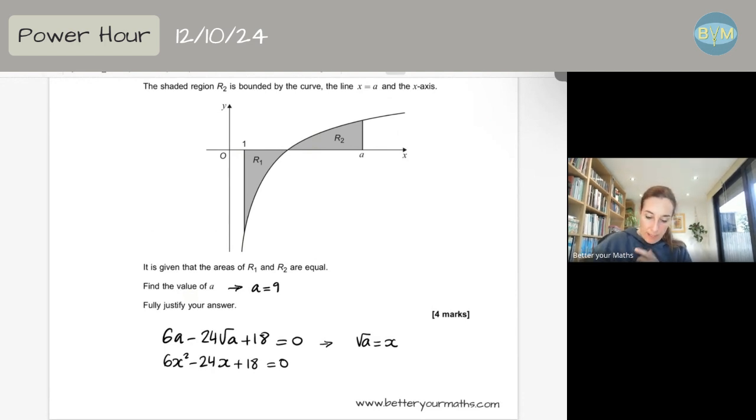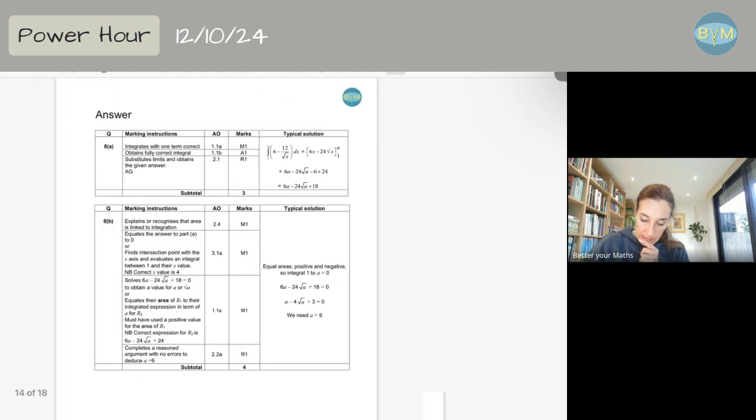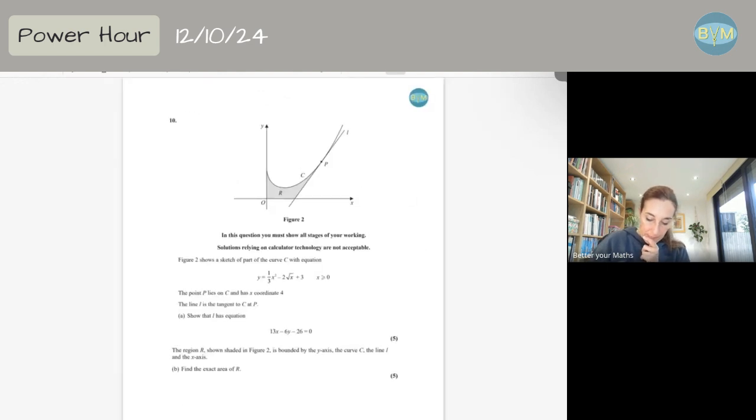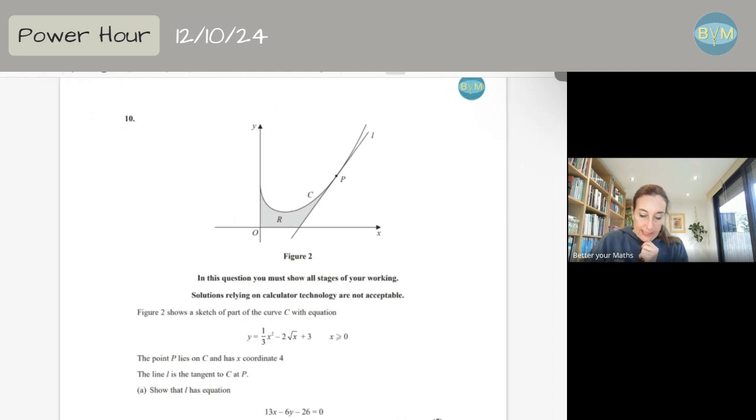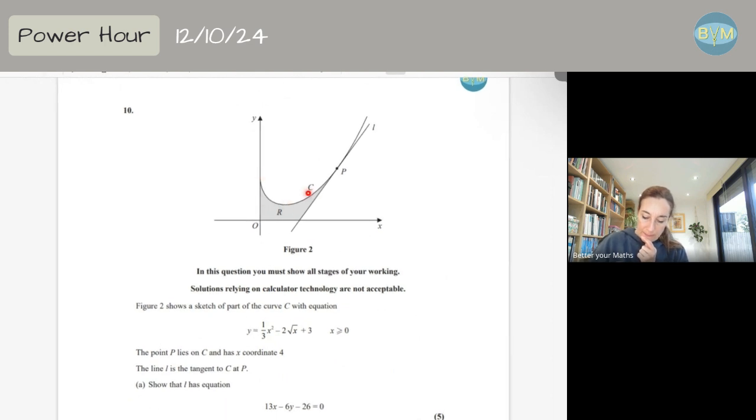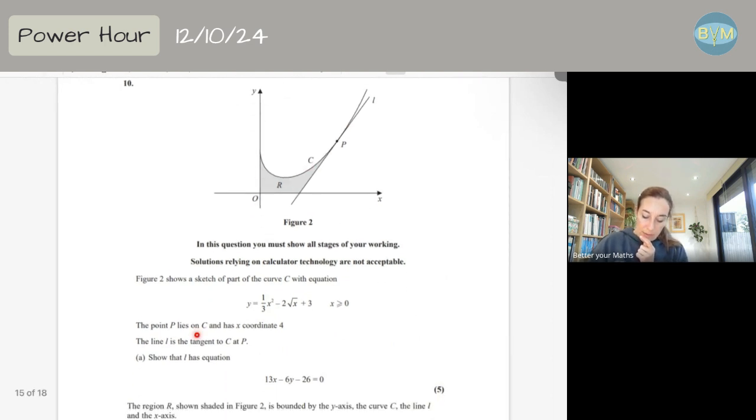Okay, I think I have one more, which is this one. Figure 2 shows a sketch of part of the curve C with this equation. So we have a quadratic? No, it's not a quadratic because I have x squared and root x, so it's slightly different. The point P lies on C and has coordinate x = 4. So we know this is 4 something. The line L is tangent to C at P, and we have to show that L has that equation.